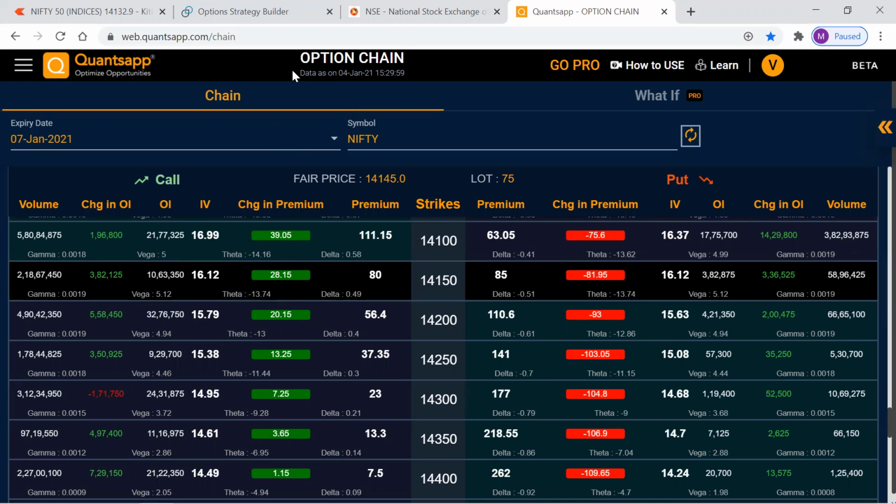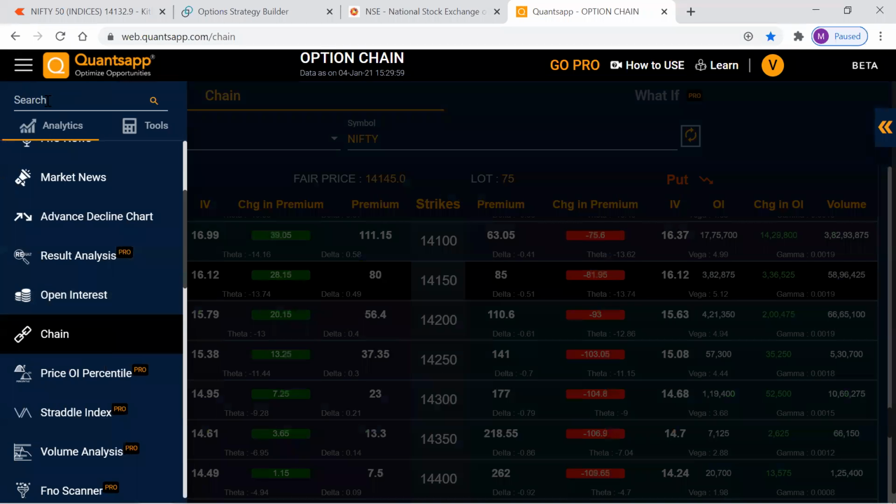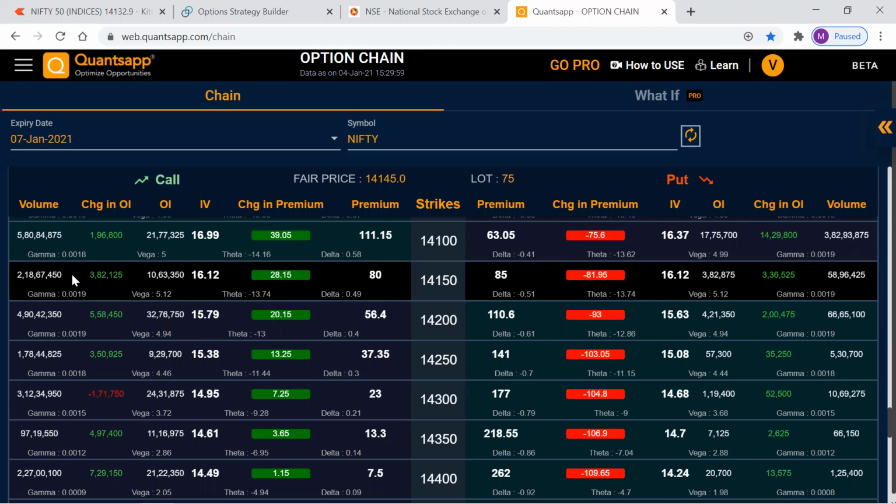Just open the Quants app and select chain from the left banner, then you will see everything here, all about option Greeks. So this theta value will vary. The value of theta will increase, and it will become more powerful when it is coming closer to expiry, which is nothing but Thursday.